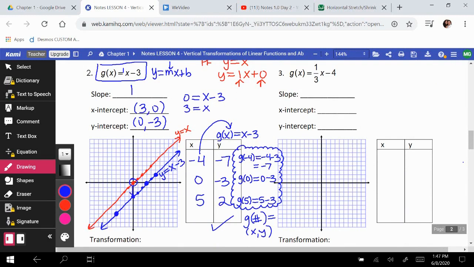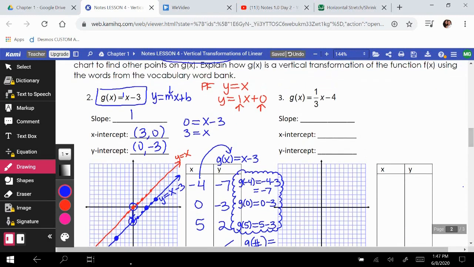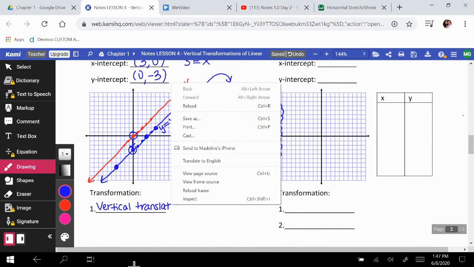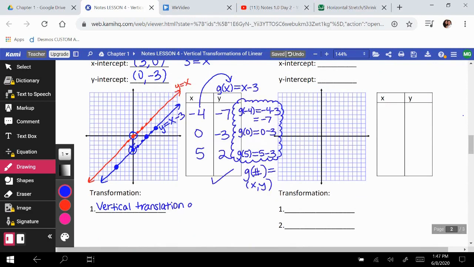How do I get from this point to this point? It's going to be a translation down 3, which I predicted at the beginning as soon as I saw that -3 there. Okay, so for transformation, I'm going to say that this is a vertical translation down 3. Okay.